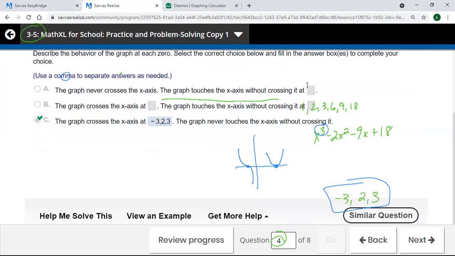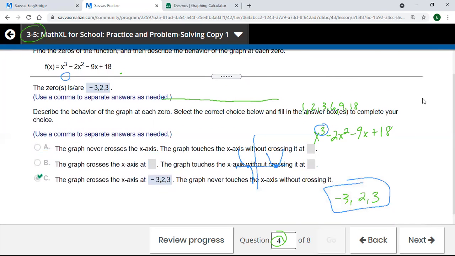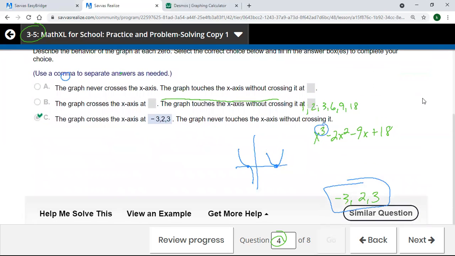All right. It gets me confused just reading all the words. So hopefully that helps out. Good luck.